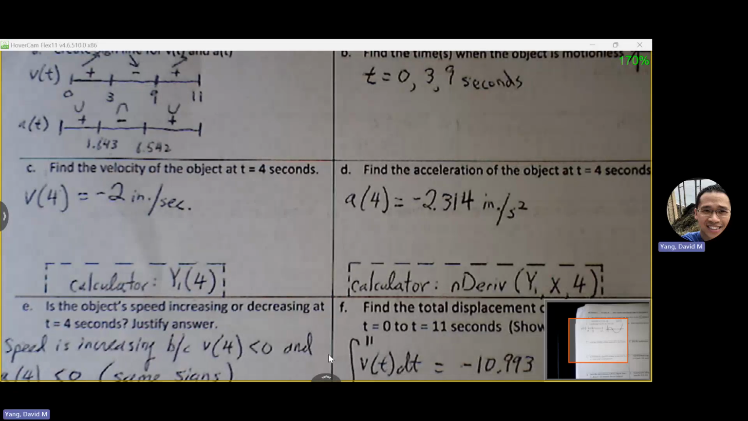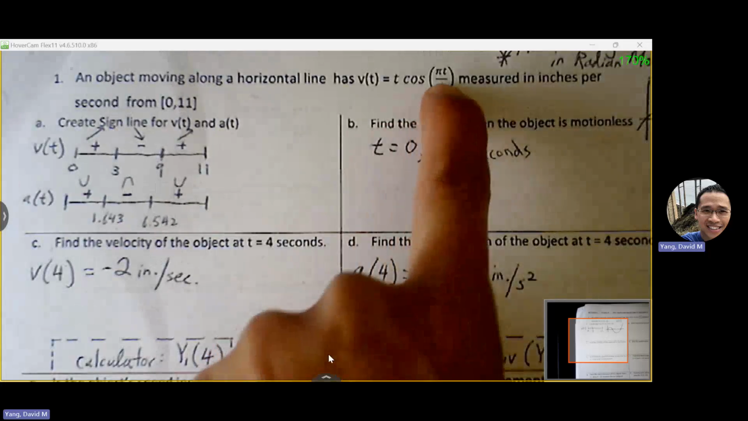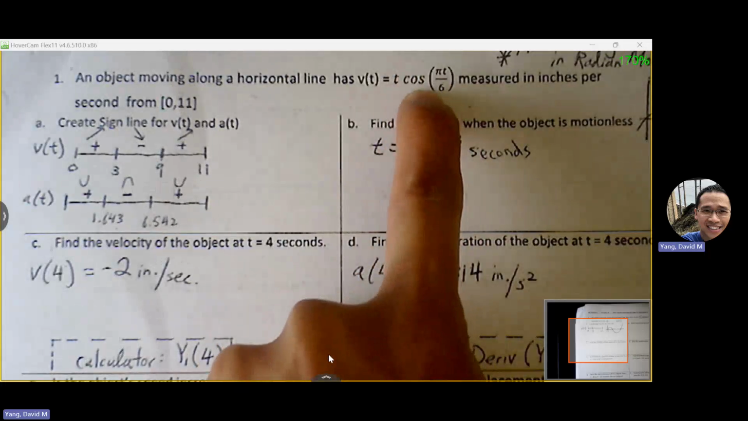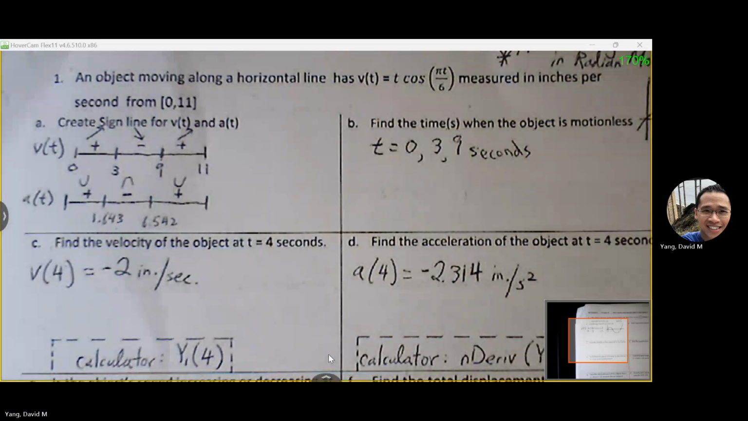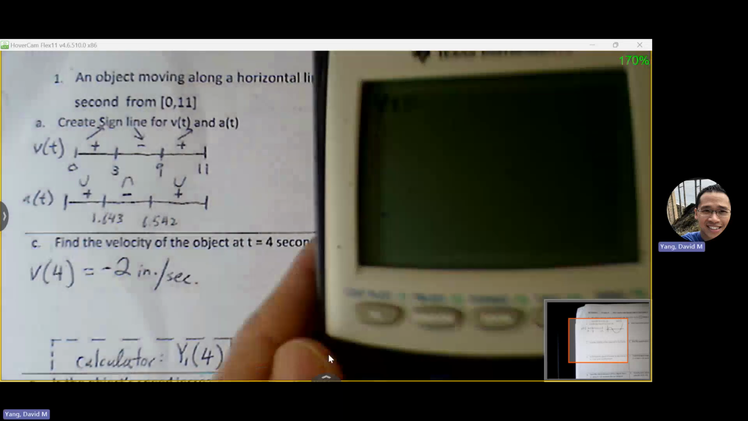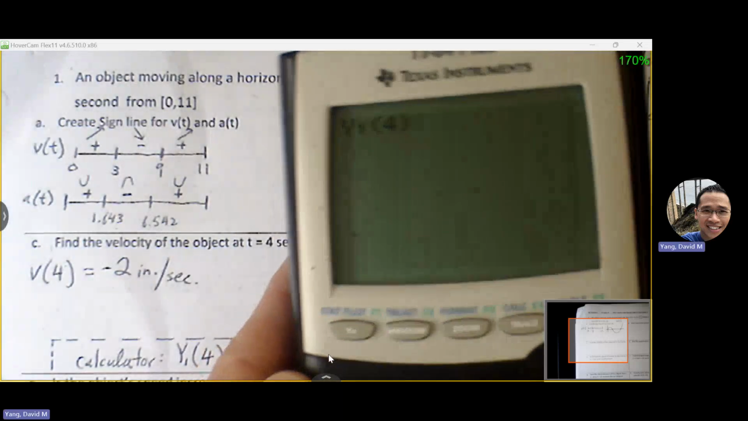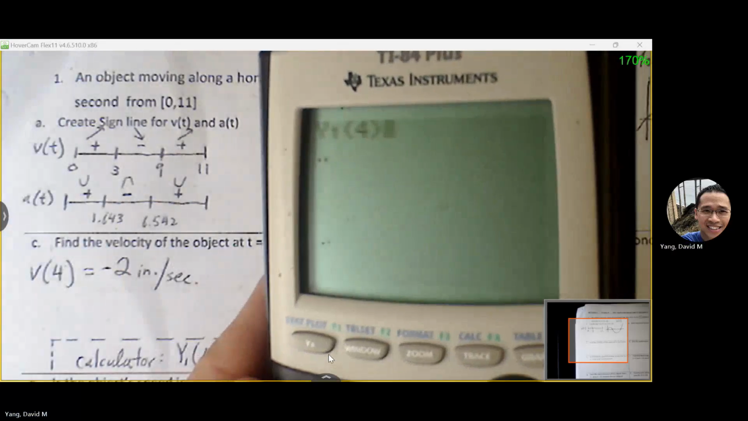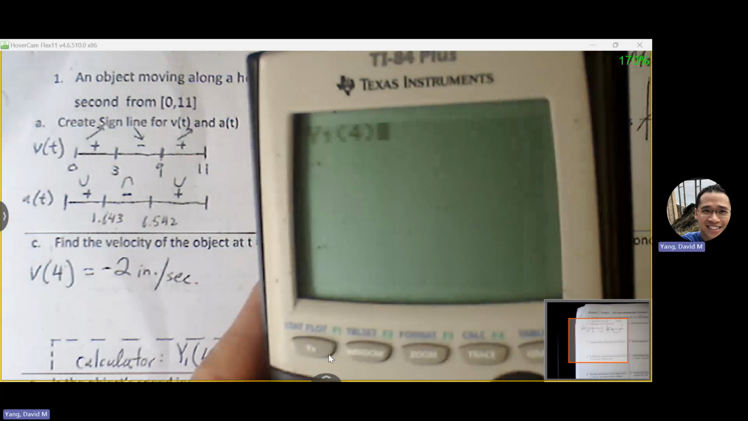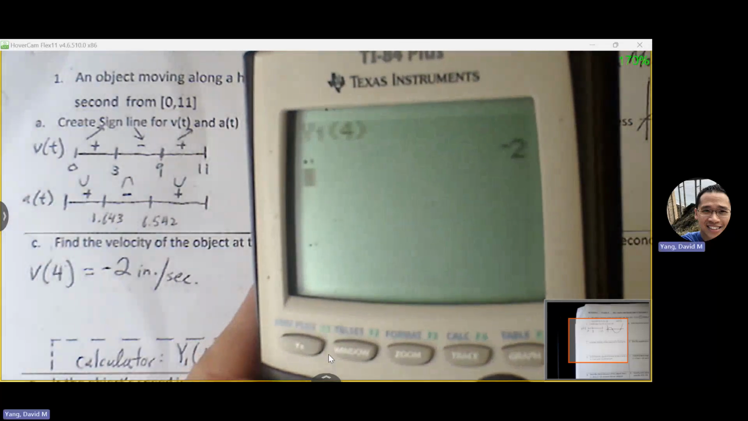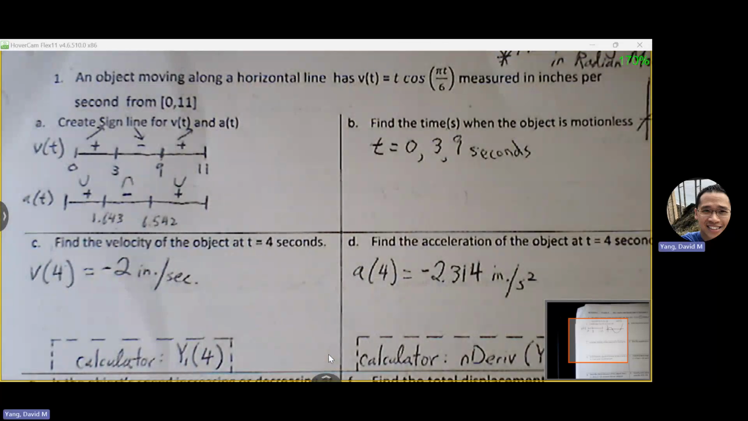Part C, find the velocity of the object at 4 seconds. So we're just going to plug 4 directly into our velocity function. You can do it manually, or you can make the calculator plug it in for you. So if you do alpha trace 1, y1, and then just do parentheses 4, it's going to plug that 4 into that velocity function that you have stored under y1. Units of measure is -2 inches per second.